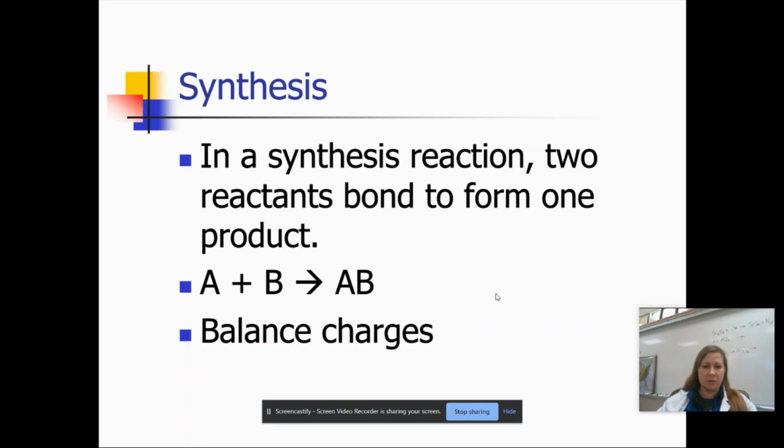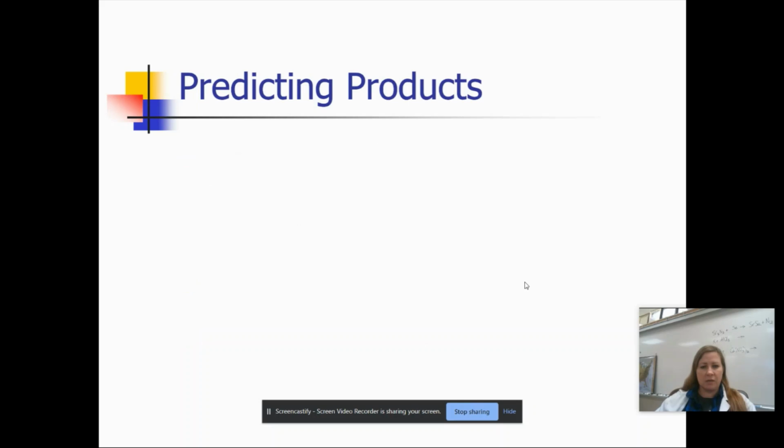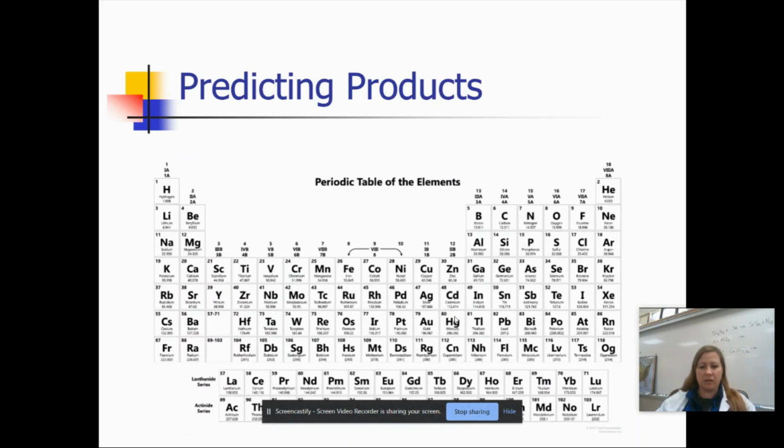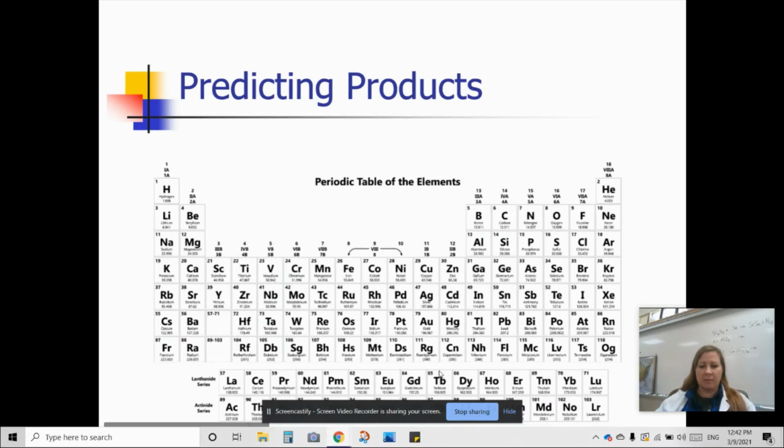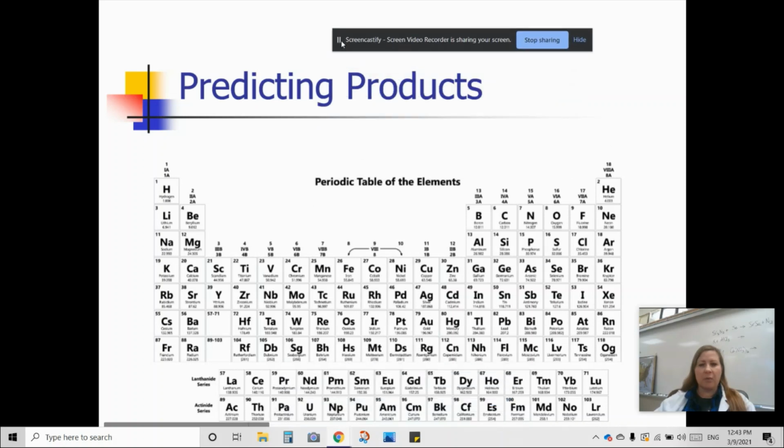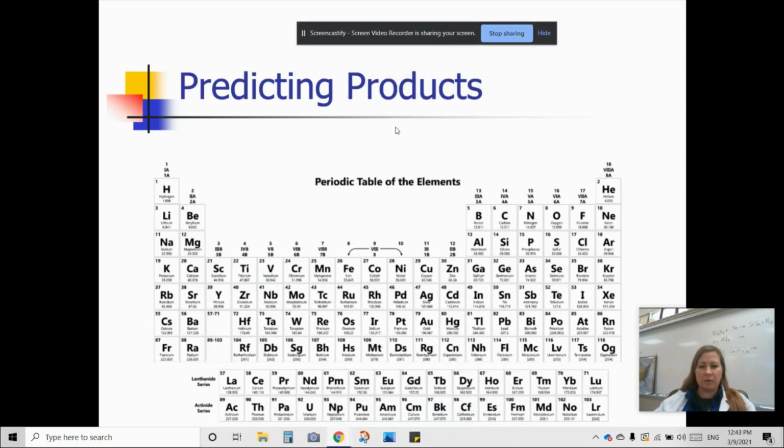So in a synthesis reaction, to review, 2 reactants, typically 2 elements, bond to form one product. And of course, you have to balance the charges for that one product. And to predict products, again, you got to look at the charge on the periodic table. I'm sure that the vast majority of you are well aware of this at this point, but I'm going to run through it just in case I catch somebody who didn't know.